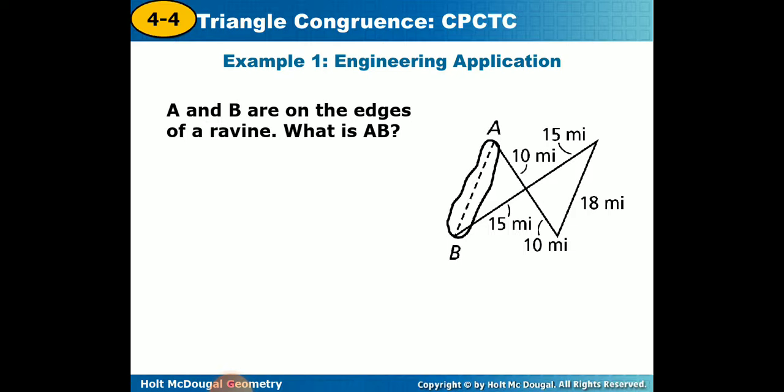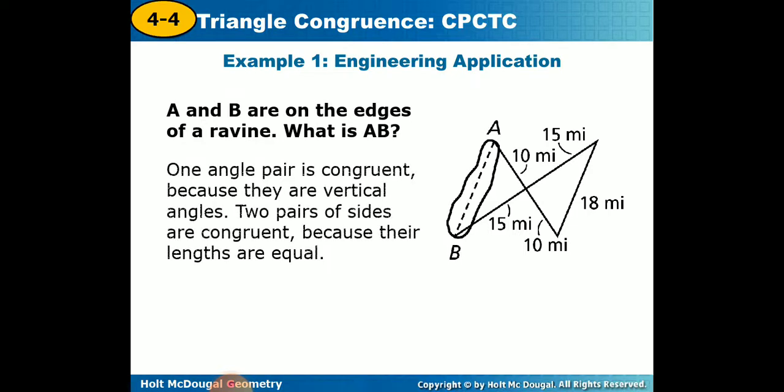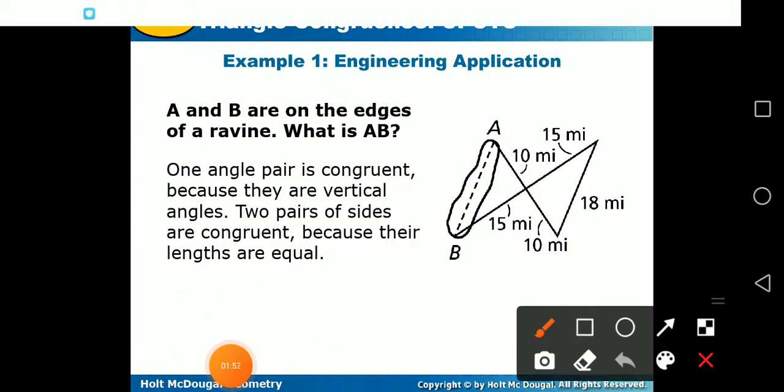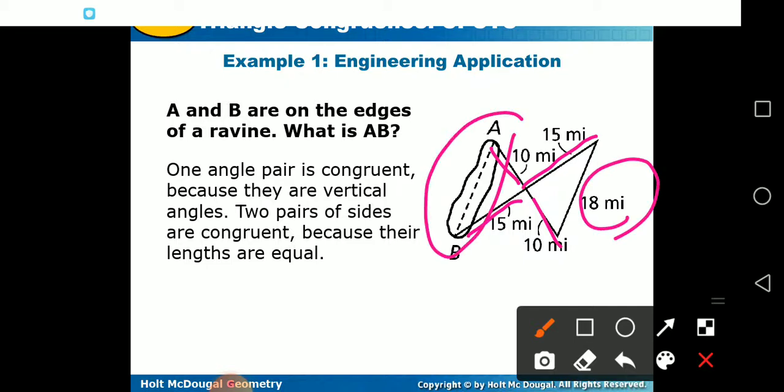Now you are in engineering. A and B are on the edges of a ravine. What is AB? I have two triangles, as we see. First of all, I have this side, it's 15, and the corresponding side is the same, 15. I also have this is 10, and this is 10. And this is 18, and this is, I don't know.